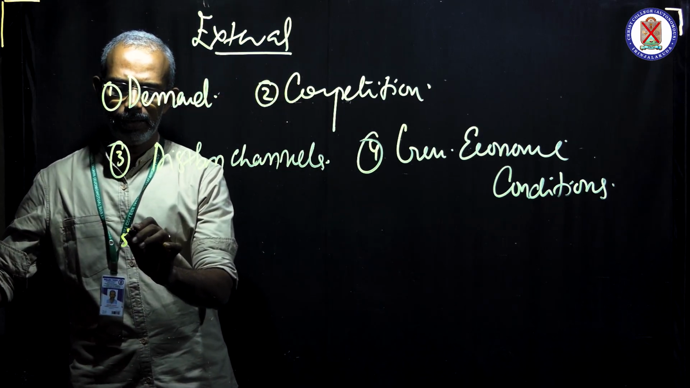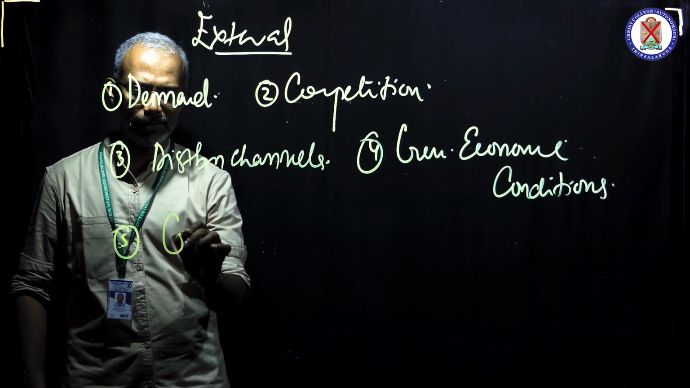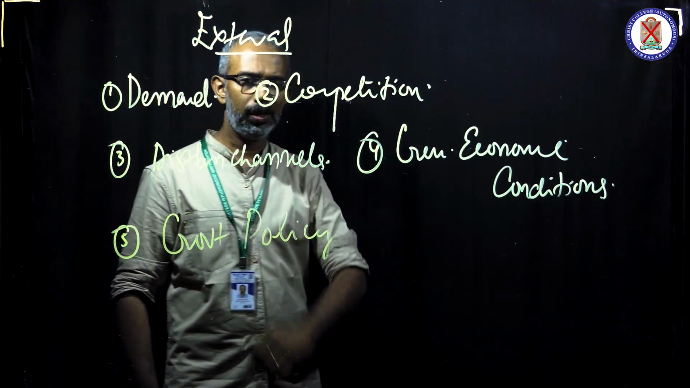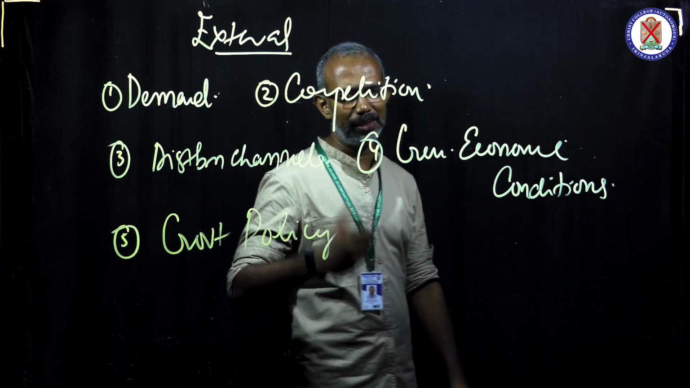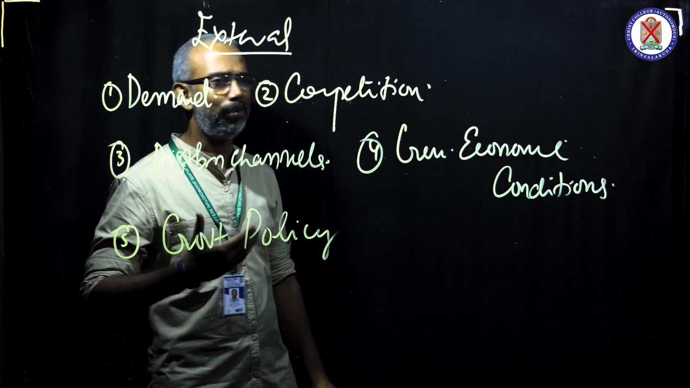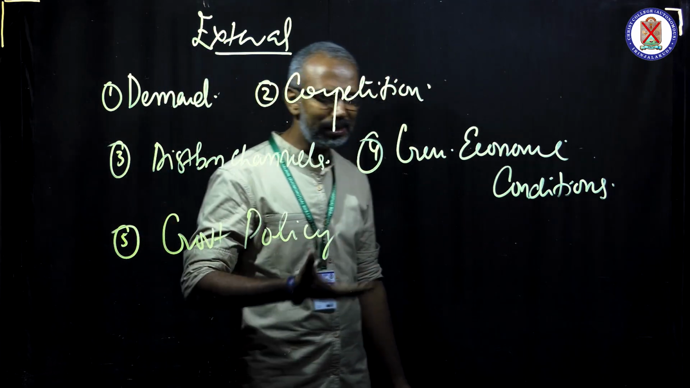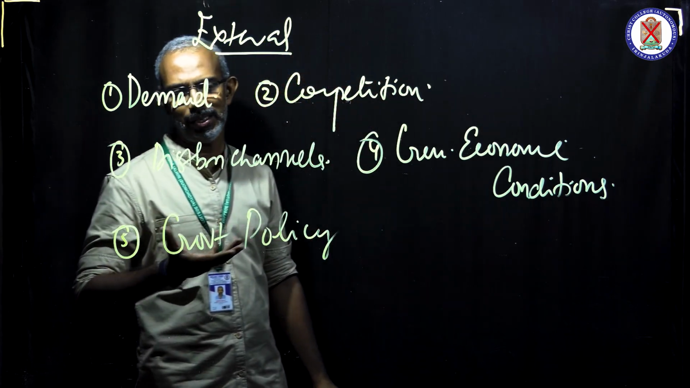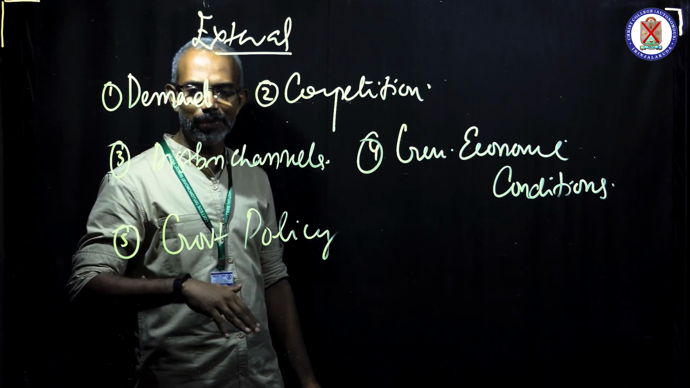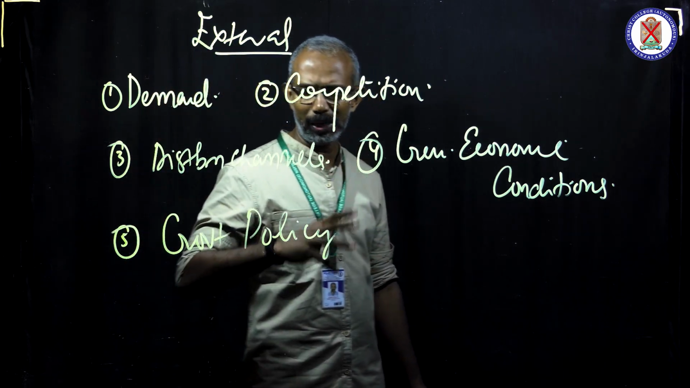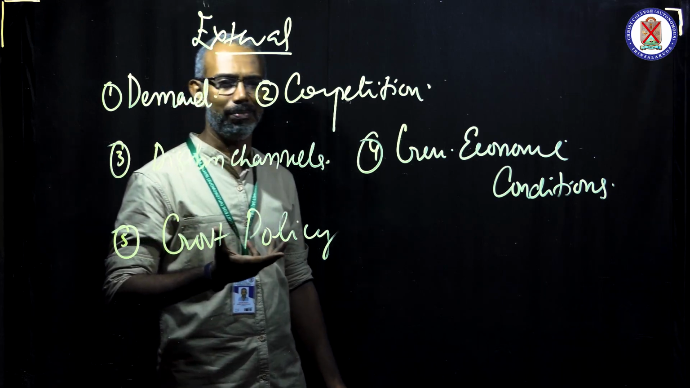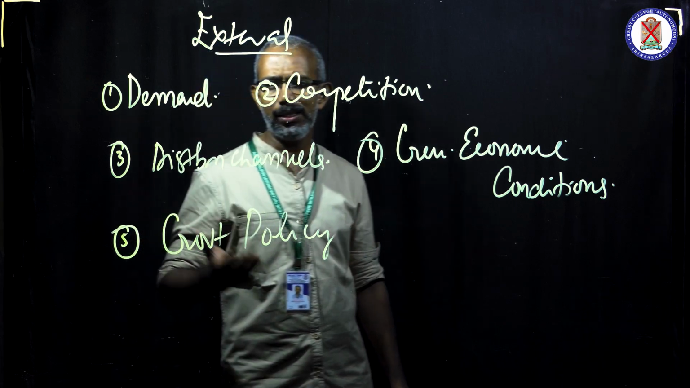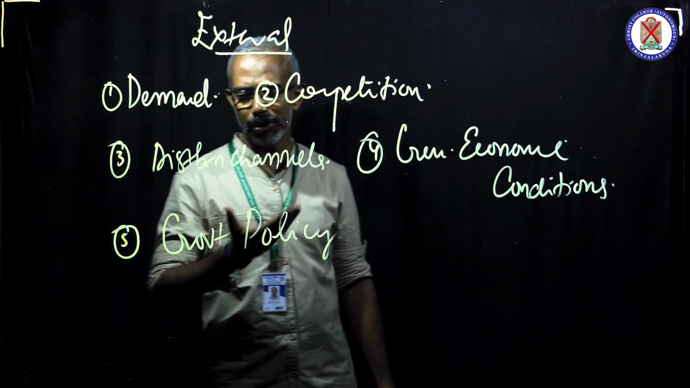Now, let's move to the last point. This is government policy. How does government policy affect pricing? Primarily in the form of taxes. If the government increases taxes on certain sectors of the industry, goods coming from those heavily taxed industries will definitely have to increase their prices. They'll have to pass these higher prices on to the consumers or customers.